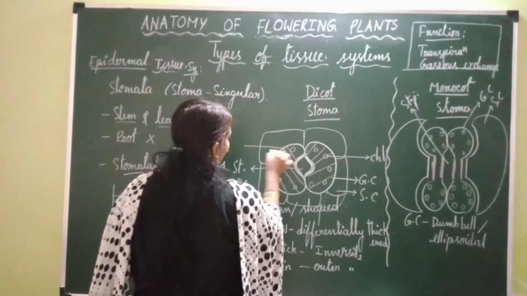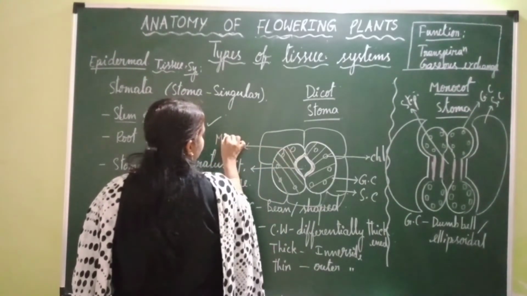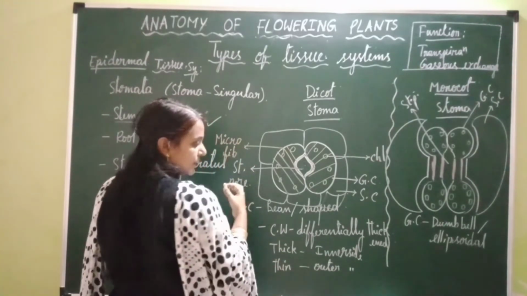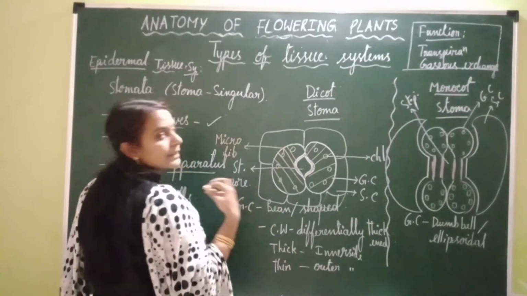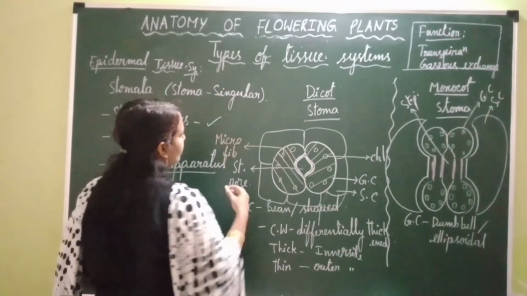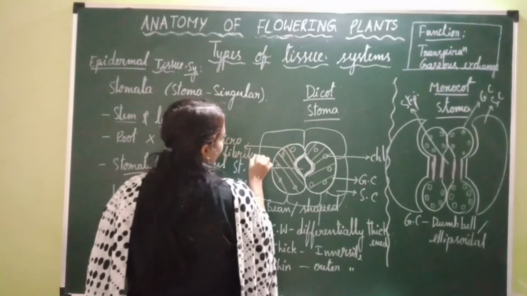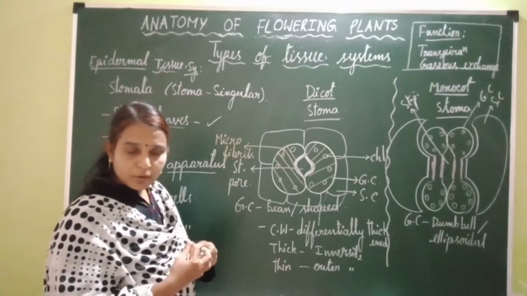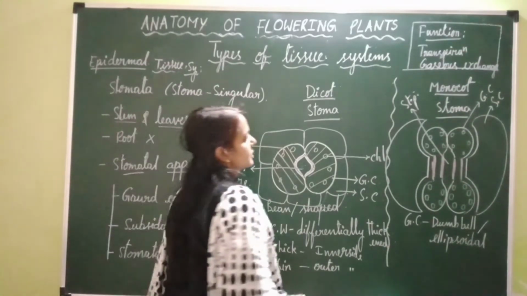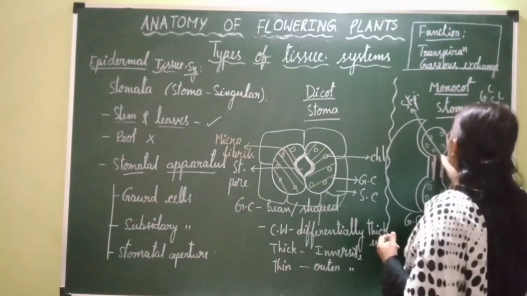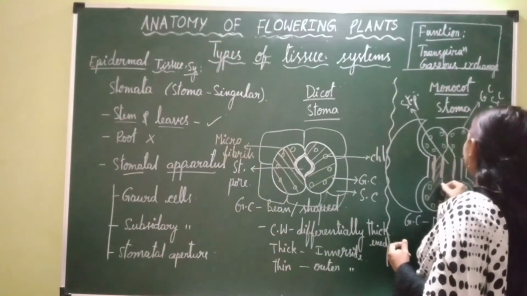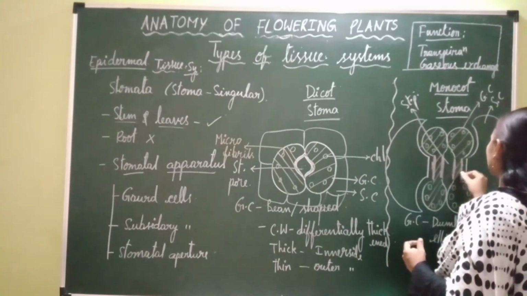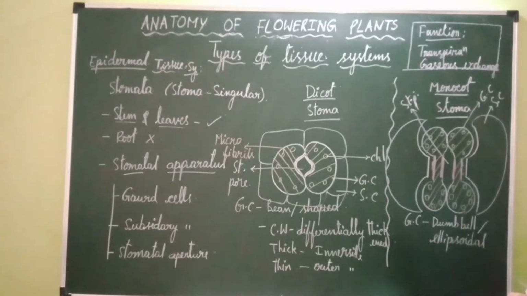microfibrils, which are oriented radially inside the guard cells, also aid in the elasticity of guard cells. So microfibrils oriented radially inside the guard cells help in opening and closing of the stomatal pore. Here also radially oriented microfibrils are present, even in the guard cells of monocot stoma. Right? So this is all about stoma.